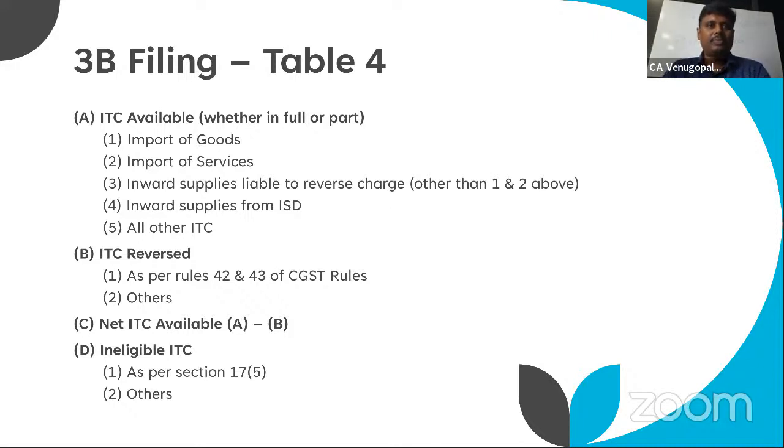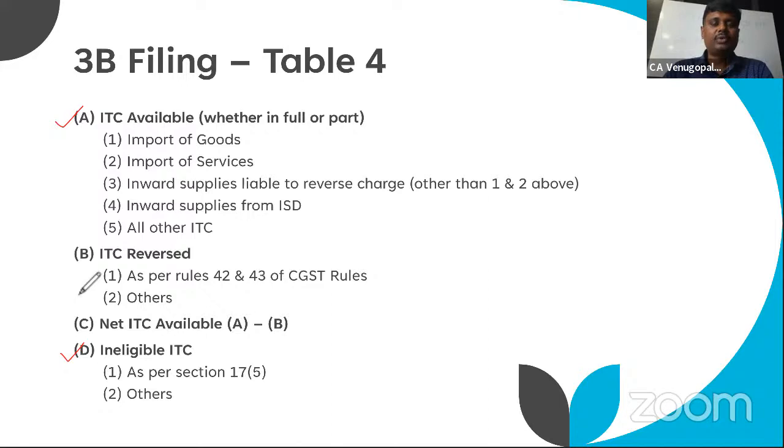Now, you might have some purchases which are ineligible. The ineligible credits are reported in 4D. So 4A is eligible credits, 4D is ineligible credits.